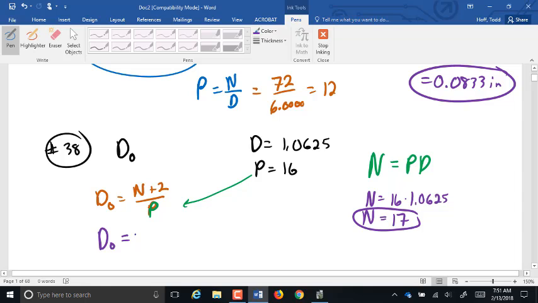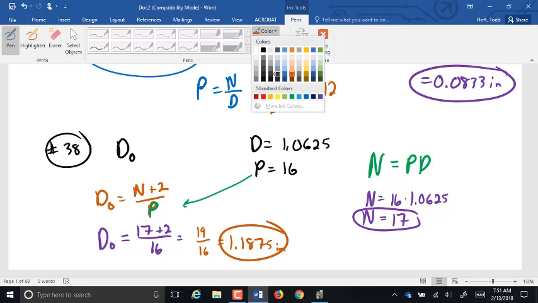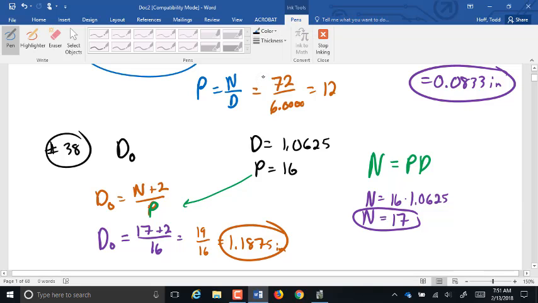So our outside diameter is 17 plus 2 over P, where P is still 16. 17 plus 2 is 19 over 16 is 1.1875. What do you think? That really is the trick, is finding the right formula.